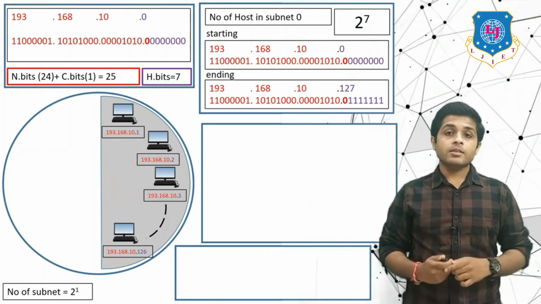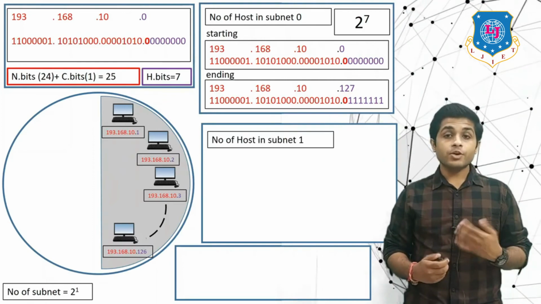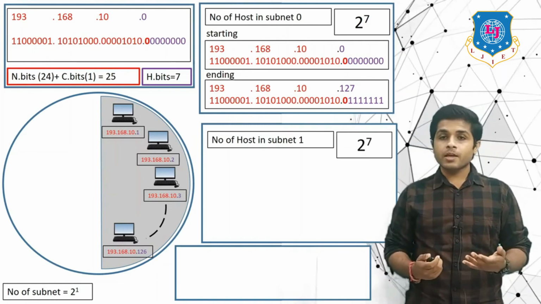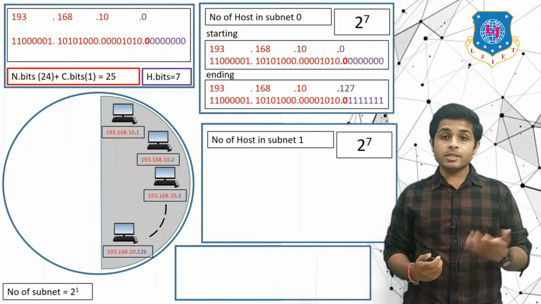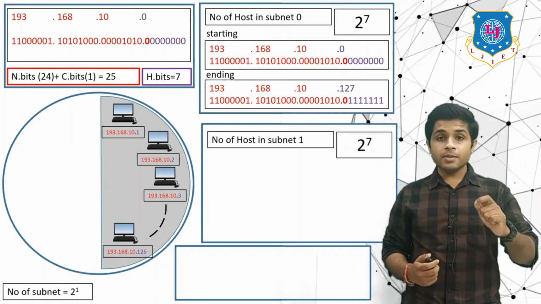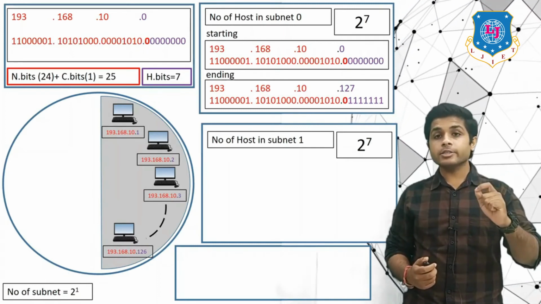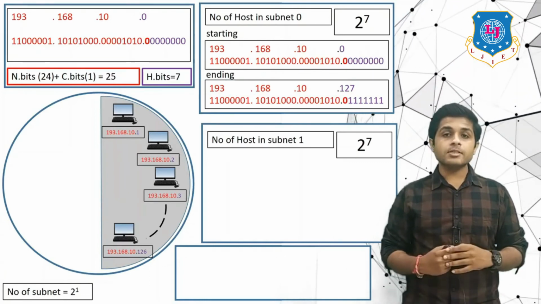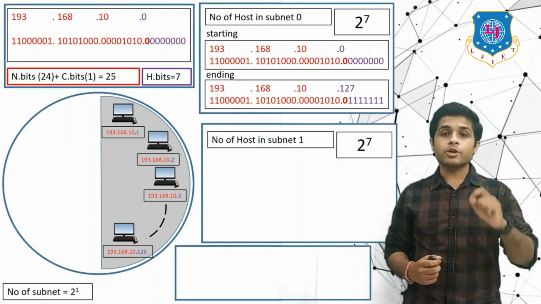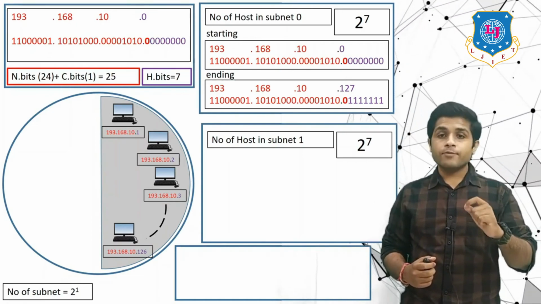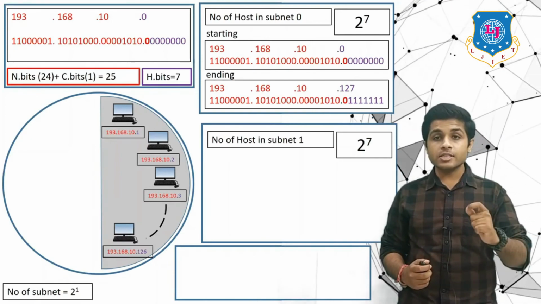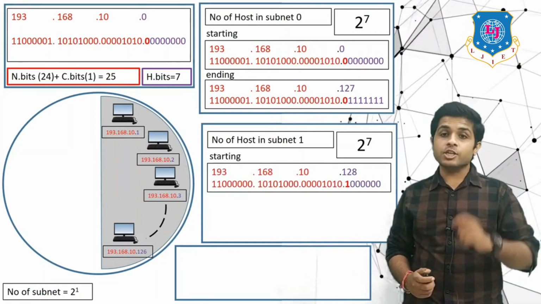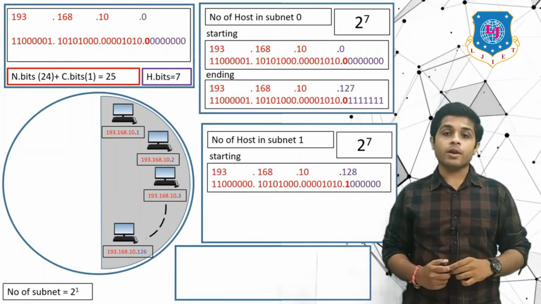Now let's see the number of hosts in subnet 1. To find the hosts in subnet 1, you use the equation 2 raised to 7. Now what will be the first address in subnet 1? If we increment 1 to the last address of subnet 0, you will get the first address in subnet 1. What is the last address in subnet 0? It is 193.168.10.127. So if you increment 1, you will get 193.168.10.128 and notice the converted bit is changed. So the converted bit has become 1.